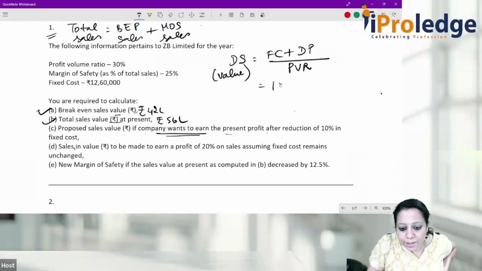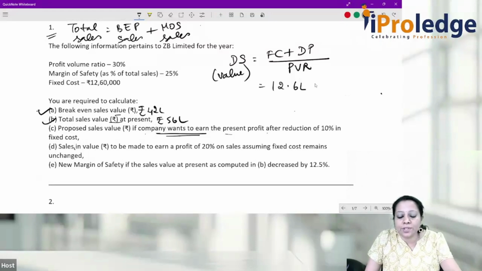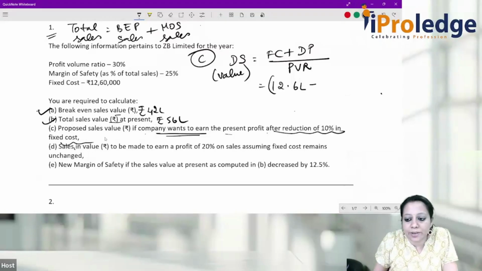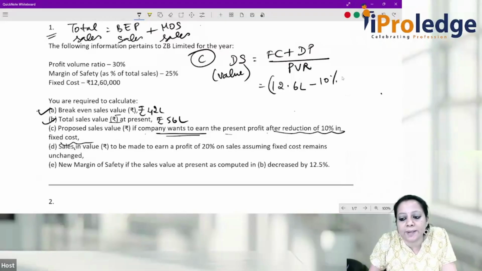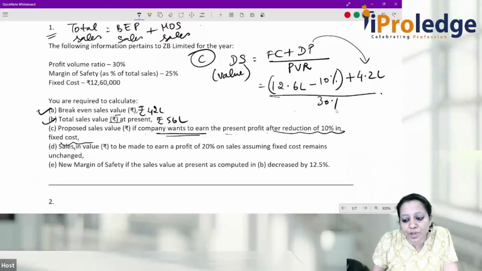Now, fixed cost is going to be 12.6 lakhs plus the desired profit, which is the same profit, and fixed cost has to be reduced by 10 percentage. We are doing point number C. Can you all see? Fixed cost should be reduced by 10 percentage, which means minus 10 percentage, plus 4.2 lakhs. Desired profit is same profit. Correct? Divided by PVR. PVR is going to be same, 30 percentage.